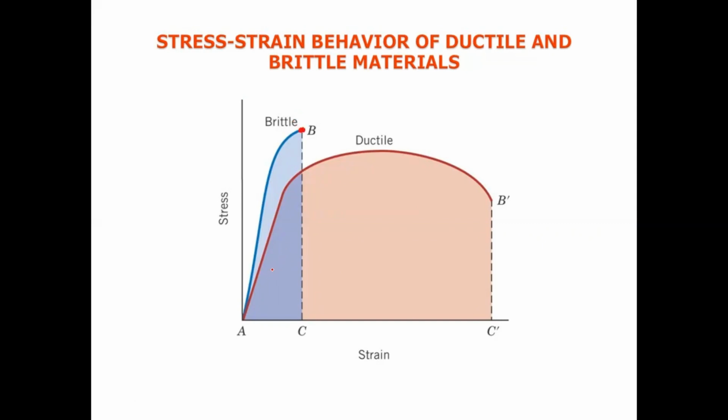But here, when we apply the load on the ductile material, this is the elastic zone, the elastic region. Then it goes to the plastic region, and then to the ultimate stress, and then there is a fracture. This is fracture. So this is the behavior of a ductile material.